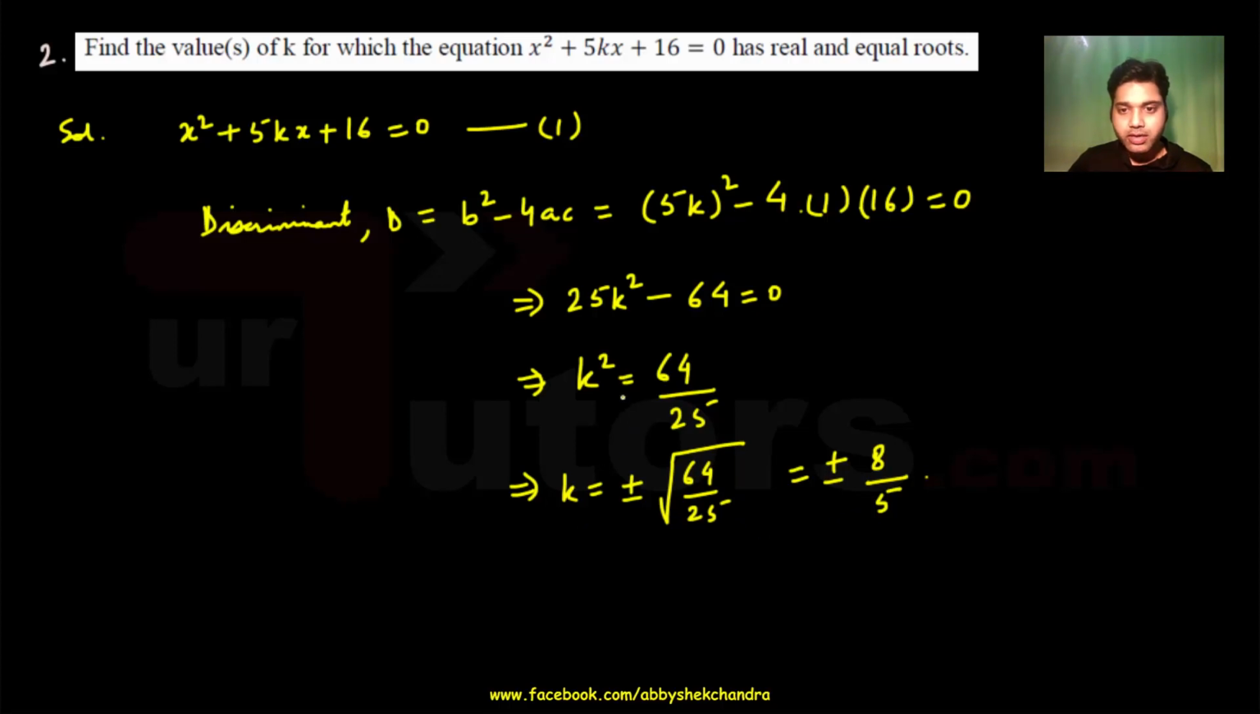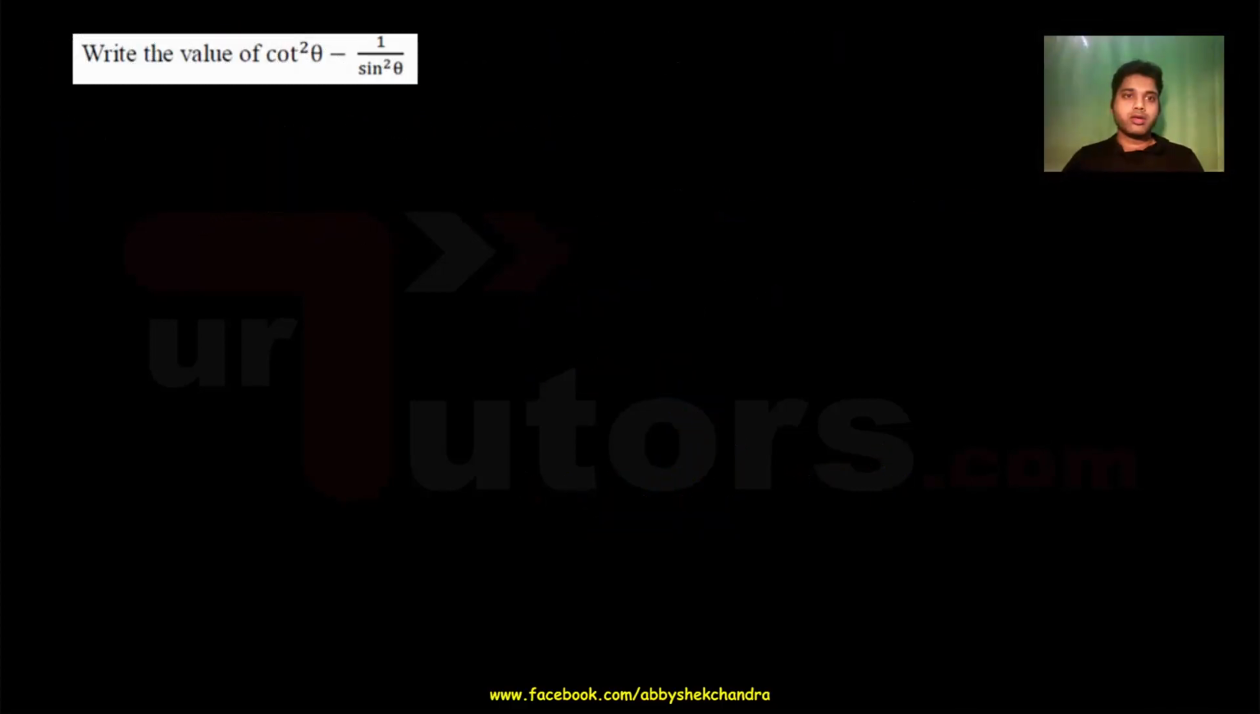Now many students would forget to put this plus minus, so be sure you put this plus minus here. Now the hint that you'll be getting two values, more than one value of k, is in the question itself. Look here, it's written value or values. Write the value of cot squared theta minus 1 by sine squared theta. This is question number 3, one of the options for question number 3.